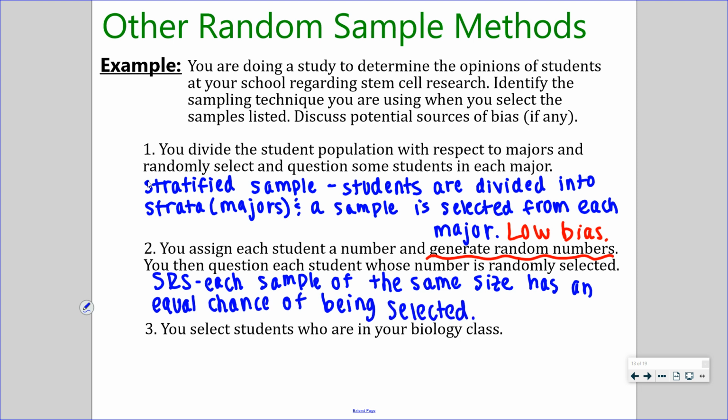No, a cluster would be if I grouped them according to what classroom they were in, and then I would select one classroom and survey every single person in that classroom. You pick one of the groups and then you survey everybody from there. You don't randomly pick students from each classroom. Good question. This would also be low bias because it's a random sample.